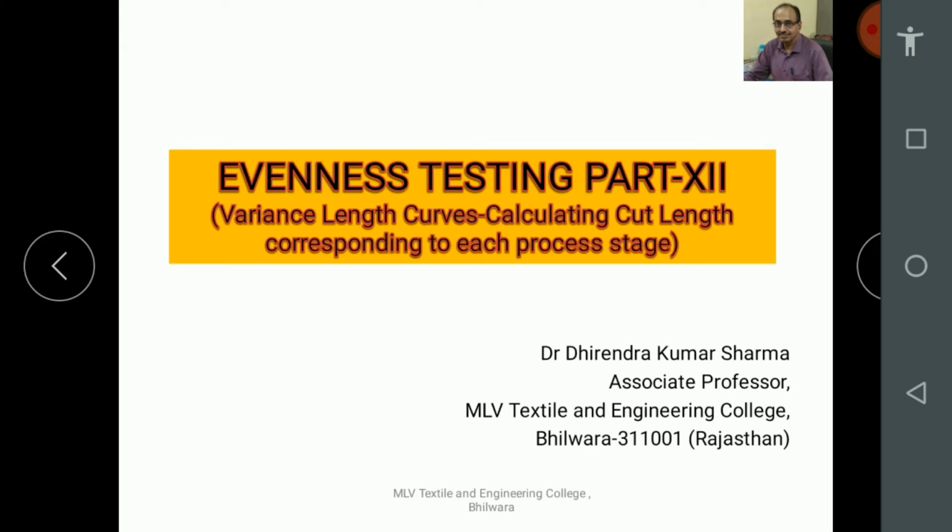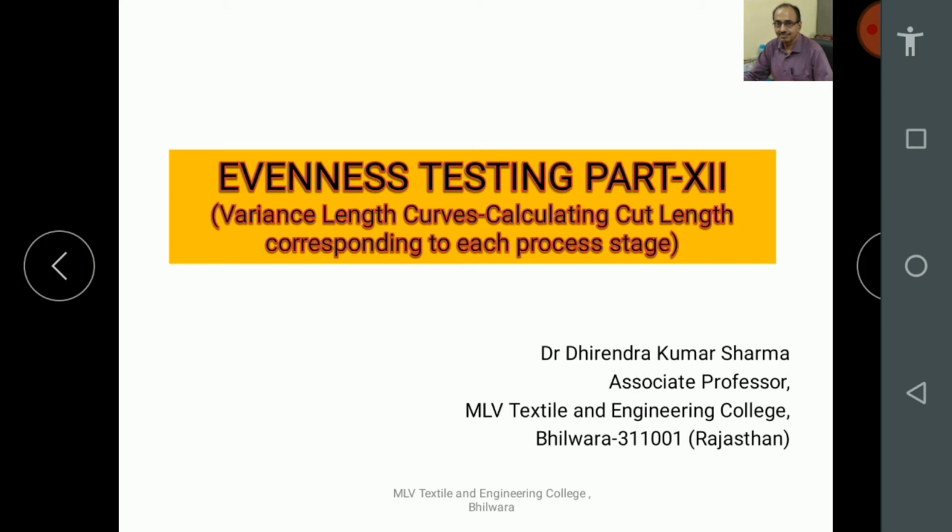So what I mean to say, the value of U% or CV% alone cannot give a detailed idea about the constituent of the irregularities, and therefore it is the variance length curve which plays its role in determining the constituent of the various irregularities. What is variance length curve? This is basically a plot of CV versus cut length.